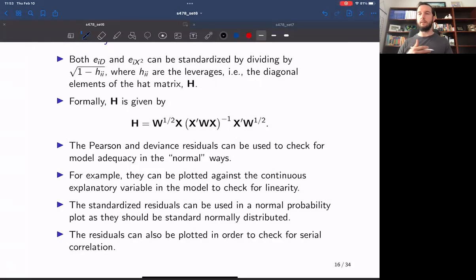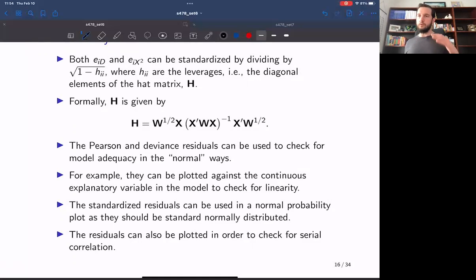Again, the distributional assumptions that are attached to these values are conditional on having a large enough sample size. But for example, what we can do is plot the residual value against the explanatory values and use those to check for linearity. So if we have like a cloud-like shape, that would be the ideal situation. We can plot the standardized residuals on a normal QQ plot. They should be approximately standard normal distributed. So you would be looking for the straight line pattern there. I'll talk more about those a little bit later.